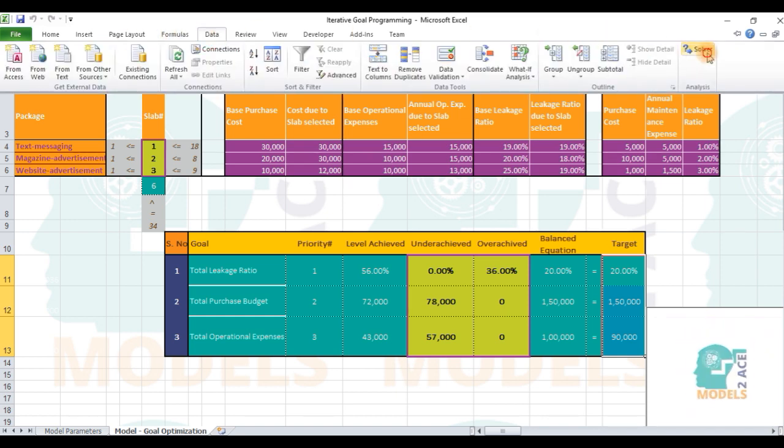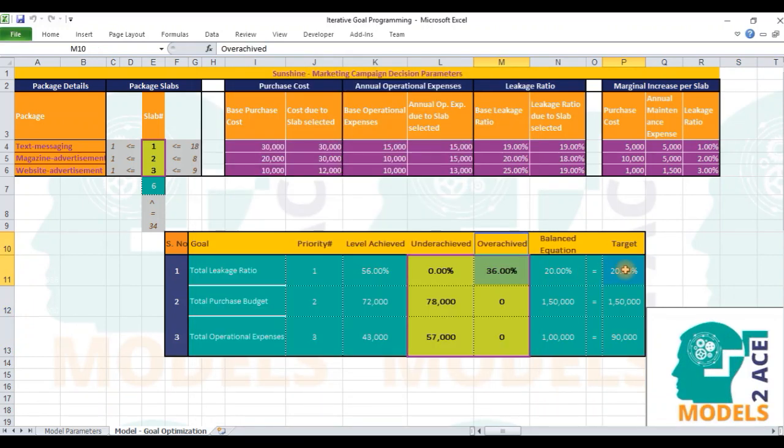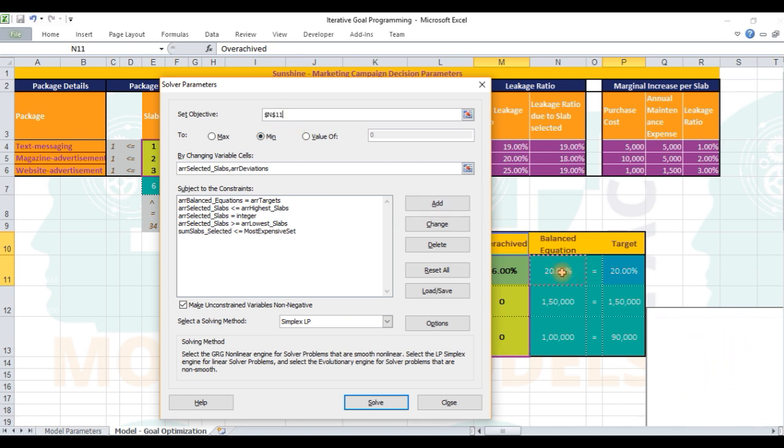Launching solver, we observe that this constraint has been recorded, here. Solving for the goal under priority 1, in the first iteration, since the total leakage ratio must be confined to the target value of 20%, this overachievement must be minimized. Launching solver, we set the objective function of the linear programming algorithm to this value, in cell M11, named leak ratio_over.